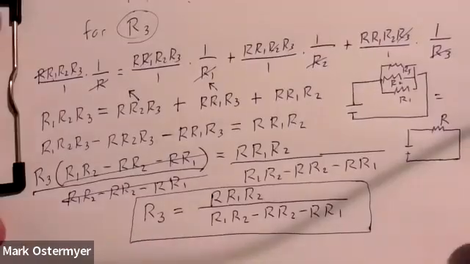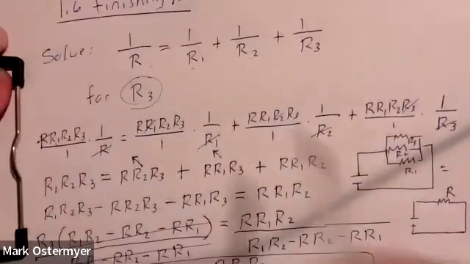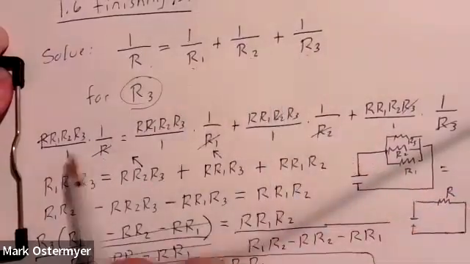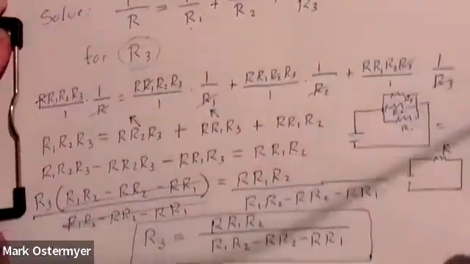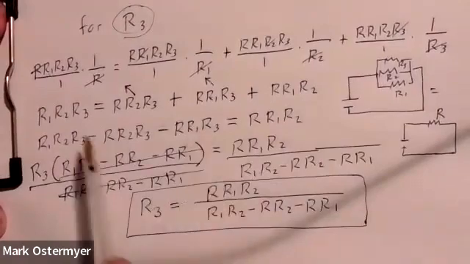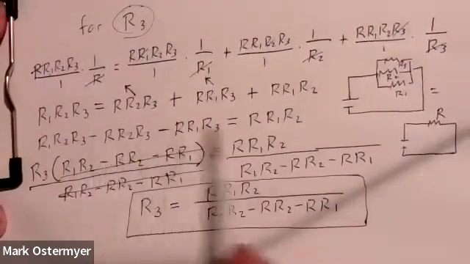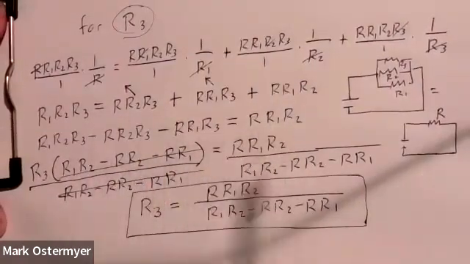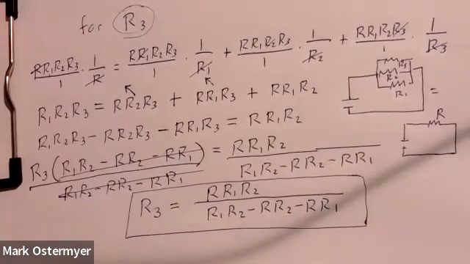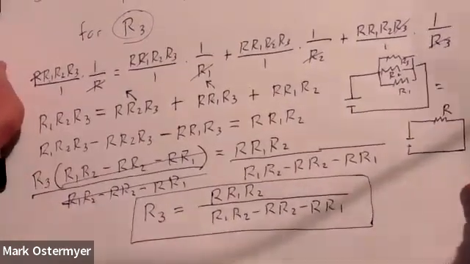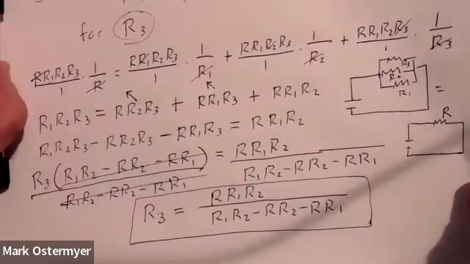Okay, so again, what I did is I took this equation here, and by multiplying both sides by the least common denominator, with cross reducing, I was able to solve for R3. And here we go. All right. Any other questions there? All right, let's look at another one here.